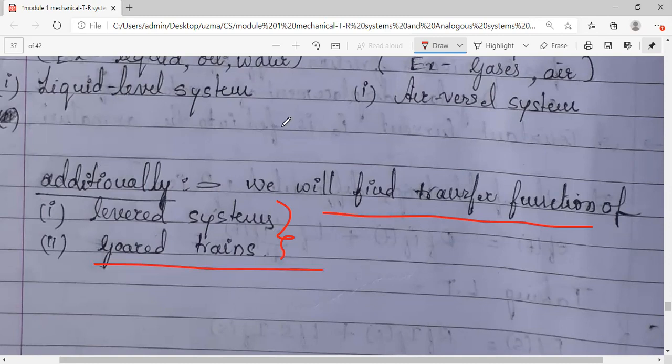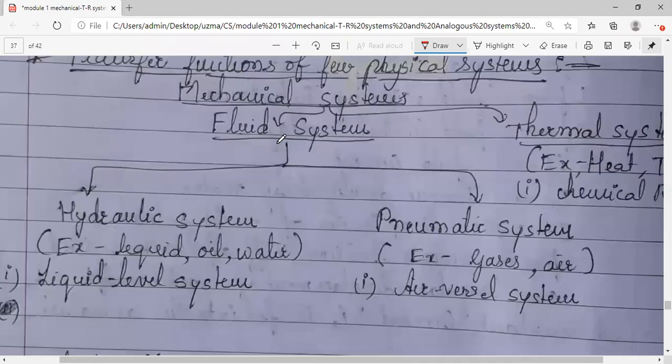So till today we have completed these physical systems, fluid and thermal. Fluid में hydraulic, pneumatic, thermal. So three systems: liquid level, air vessel, and maybe some gas, a geyser or some chemical reactor. You can take the exam.